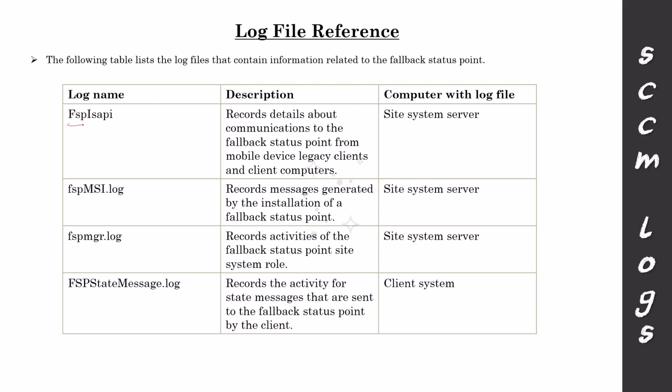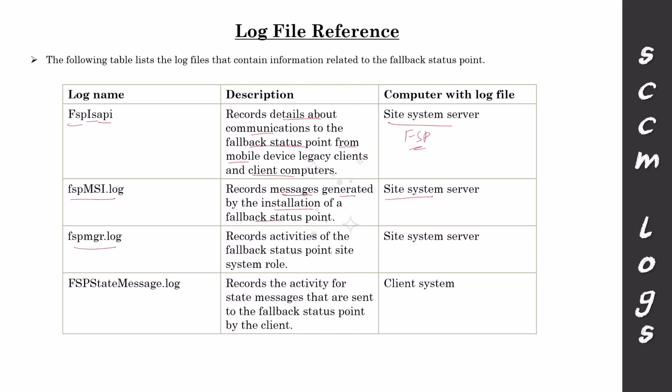So we have here FSP ISAPI. It records the details about communication to the FSP from mobile clients and client computers. It will be located in the FSP server. And FSP MSI.log records the messages generated by the installation of the Fallback Status Point. So while installing the FSP, it will record the installation status. It's also in the FSP server.